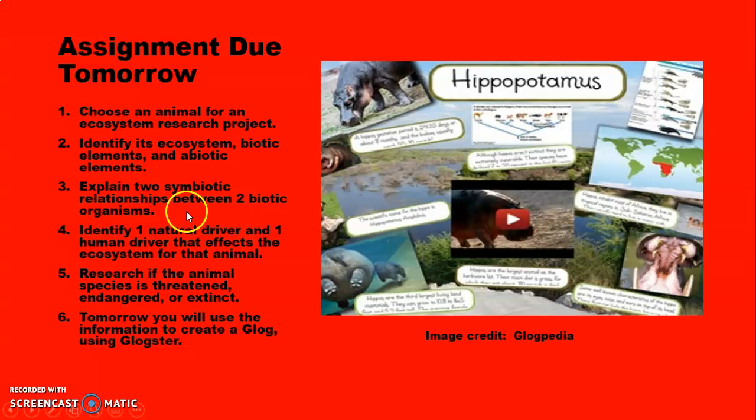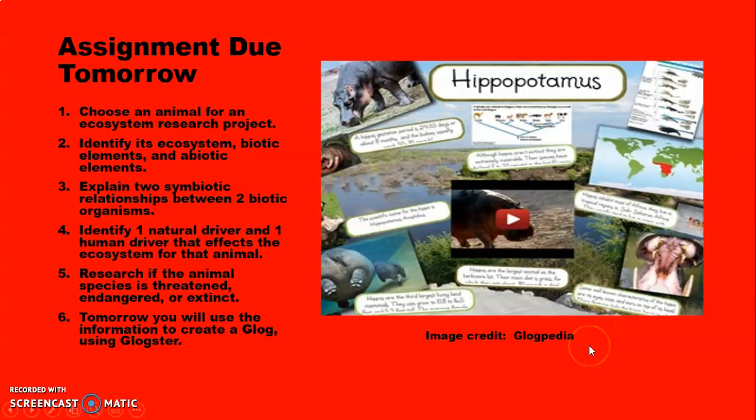Explain 2 symbiotic relationships between the 2 biotic organisms. Identify 1 natural driver and 1 human driver that affects the ecosystem of that animal. Research if the animal species is threatened, endangered, or extinct. You're going to use all of that information from numbers 1 through 5, and tomorrow we're going to start creating your glog using Glogster. On the right is an example of a glog that has been obtained from GlogEdu through their Glogpedia tab.